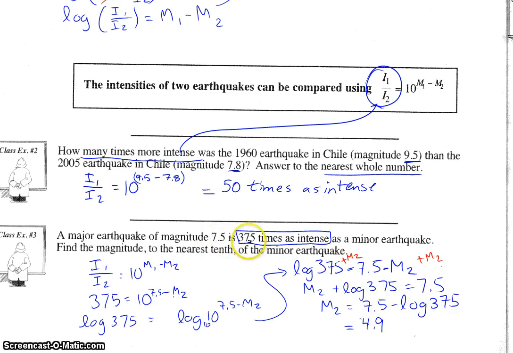And notice that's less than the 7.5, so that does make sense. And really, 375 times, right? 4.9, and then 5.9, 6.9, so that would be at 6.9, that'd be 100 times more intense. So we're a little more than that, and that makes sense that it would be 375. Good, let's look at the next page.